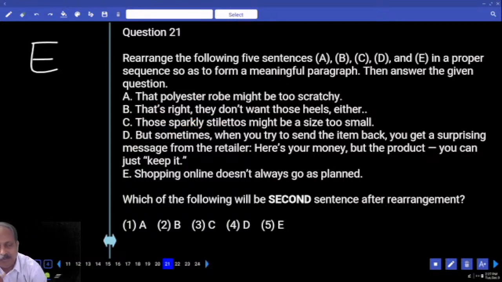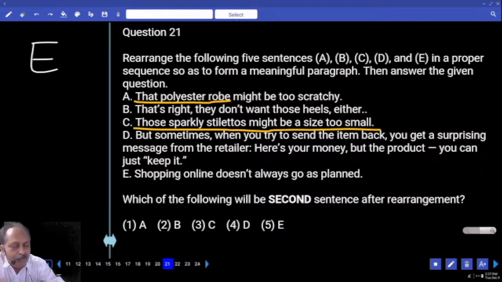Here you have a problem. E is not an issue. But there are two reasons to say that online shopping doesn't go as planned. One, that polyester robe might be too scratchy. Those sparky stilettos might be a size too small. Between the two, which you have to choose. First, singular or plural. That or those. First you consider that or you consider those.